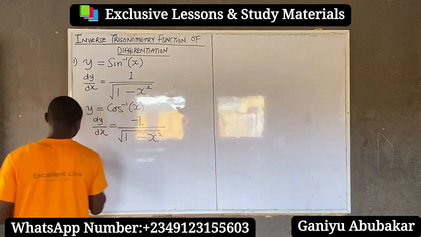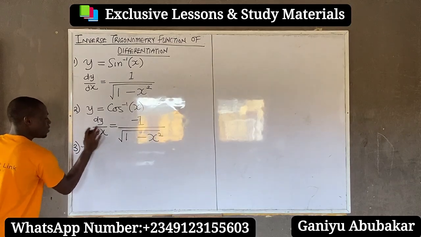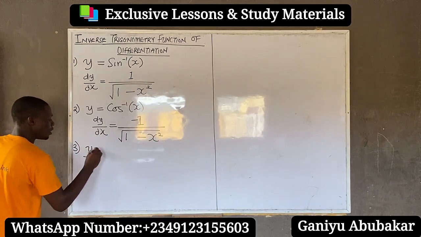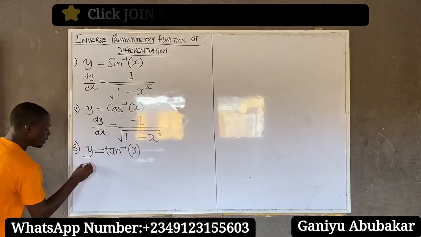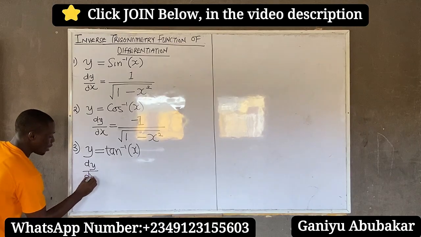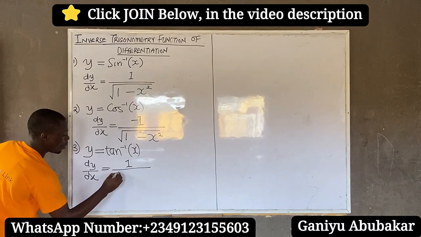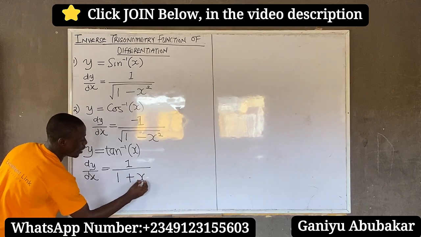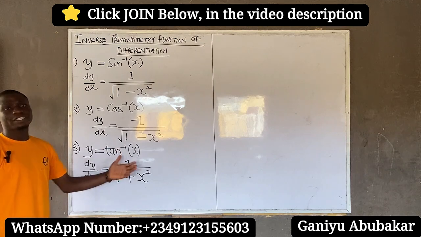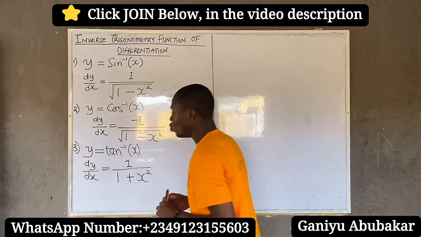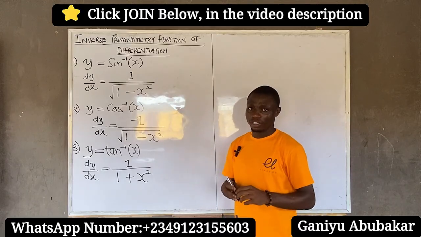Number 3 is, let's say, given that y is equal to tan inverse of x. It means that dy/dx is equal to 1 all over 1 plus x squared. This is your derivative for tan inverse of x. Please, these are what you need to know in the study of inverse trig function of differentiation.